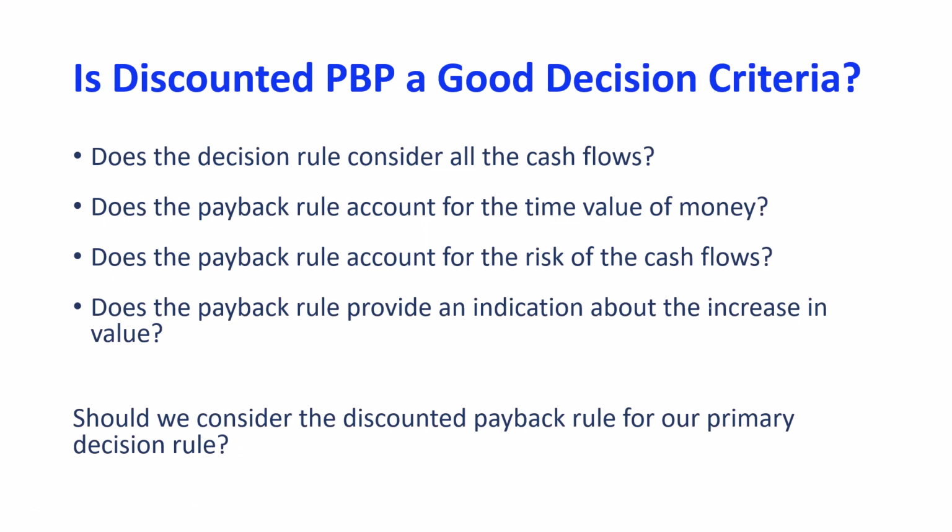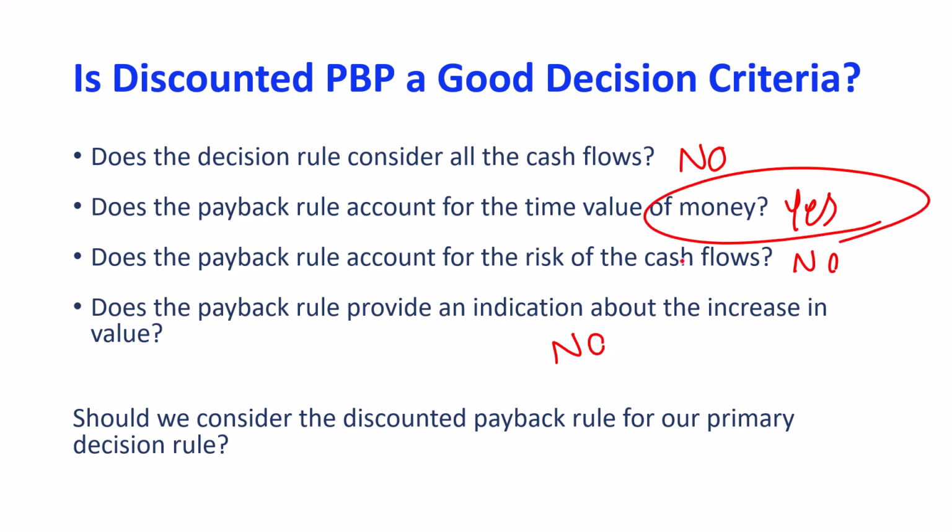So let's look at some of the questions that we need to answer for each decision criteria. Does the decision rule consider all the cash flows of the project? The answer is still no. As soon as you reach the discounted payback period, you're going to ignore the rest of the cash flows. Does it account for the time value of money? The answer is yes. Does it account for the risk of the cash flows? No. And does it provide an indication about the increase in the value of the firm? And the answer is again no. Basically, all you're doing is solving the payback period's time value of money issue.